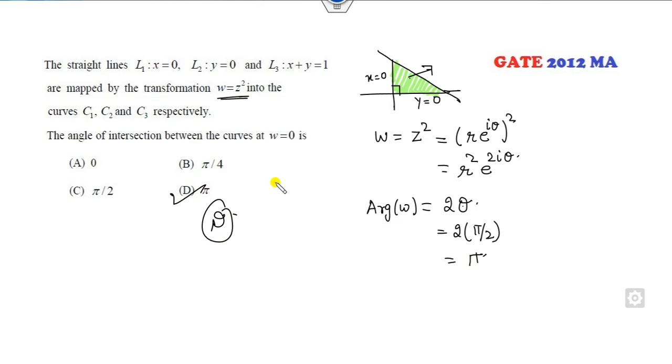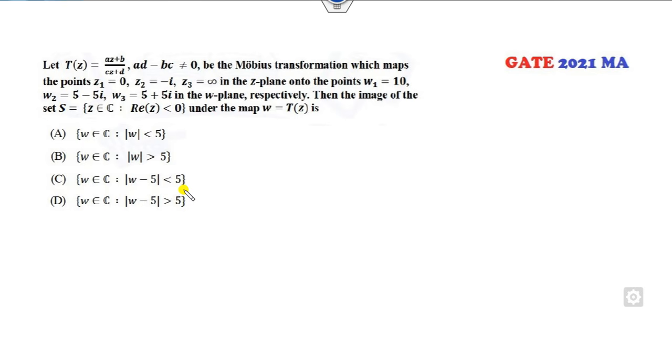If somebody asks you to find the modulus of this, the modulus is r squared. So you can find the length of this as a unit length. You can say it's a unit length, then its value is here. So the right answer is D. This is a GATE 2021 question.